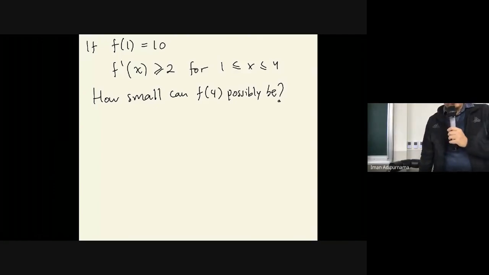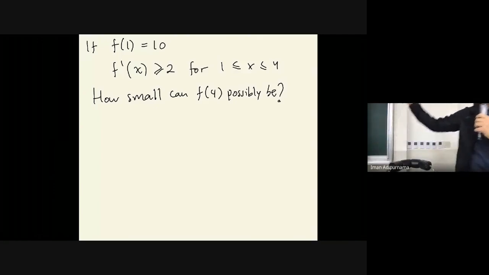First, do you understand the question? Okay, do you understand the question? So you have the interval 1 until 4, from 1 to 4. You have the minimum derivative. So the derivative should be at least 2, right, from the information. And you have f of 1 is 10, and it's asking f of 4.